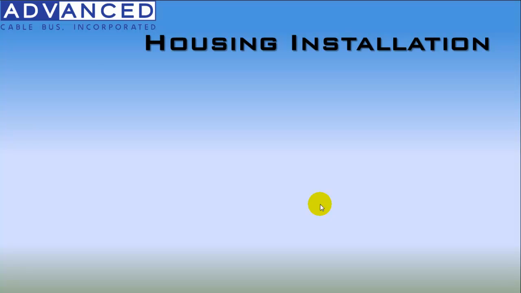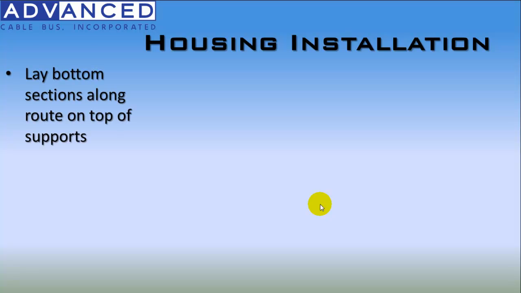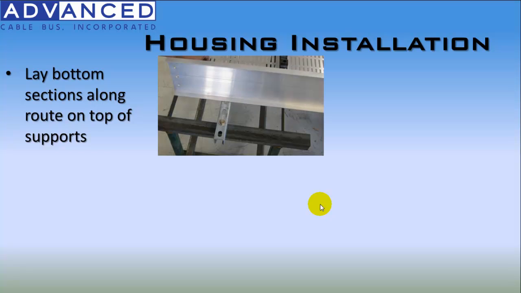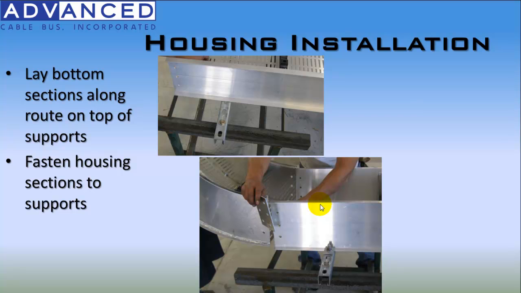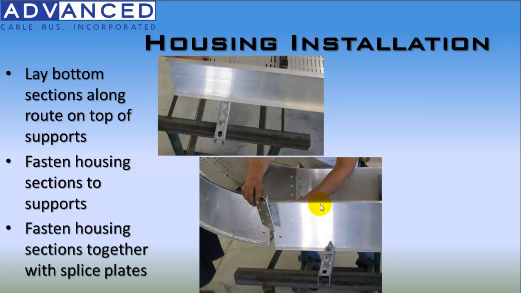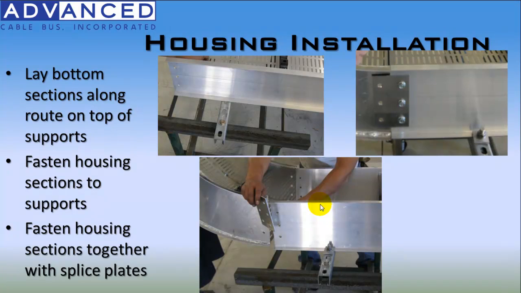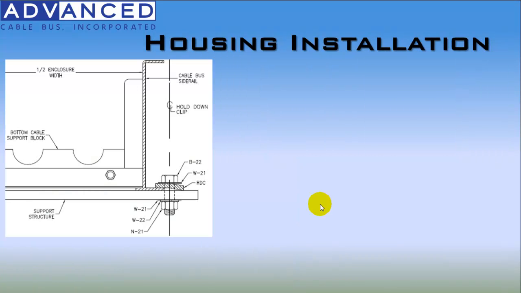For the installation of the housing section, you start with laying the bottom sections along the route on top of the structural support pieces, followed by fastening the housing sections to the supports. And then fasten the housing sections together using our splice plates. For fastening the cable bus bottom sections to the support structure, we will provide mounting clips as well as the hardware for the installation.